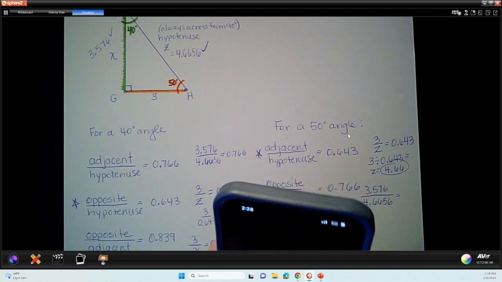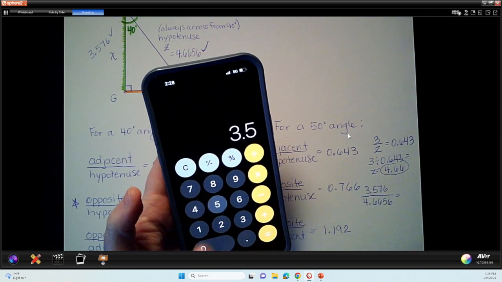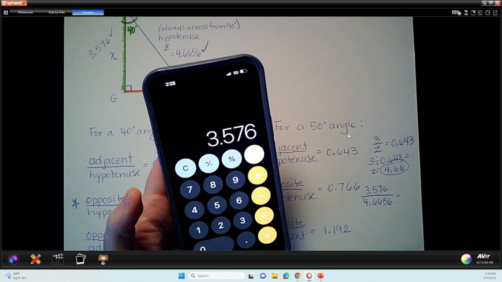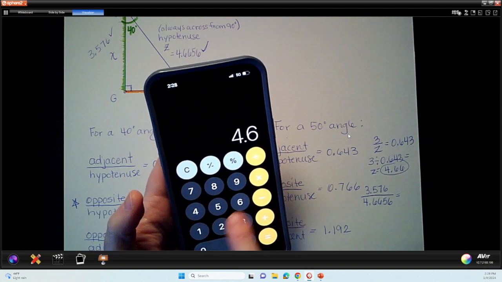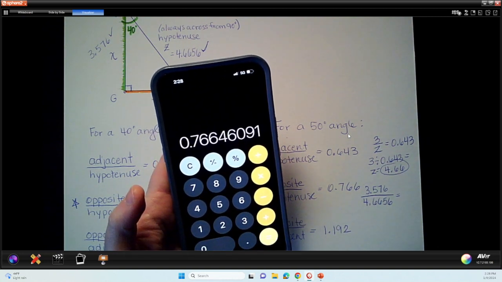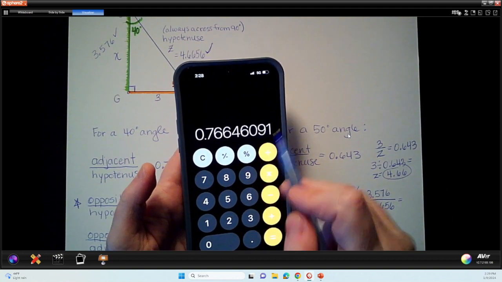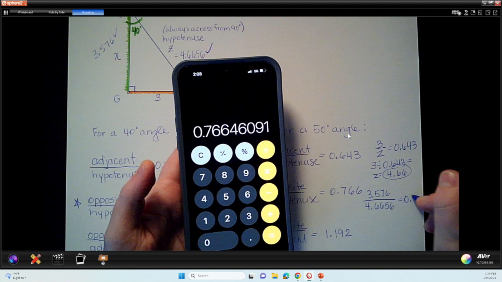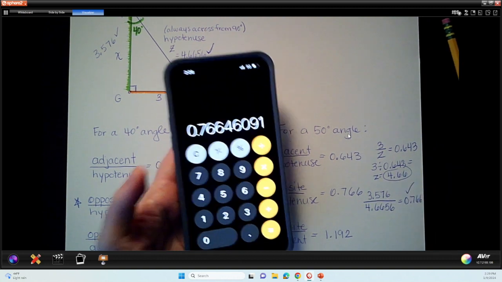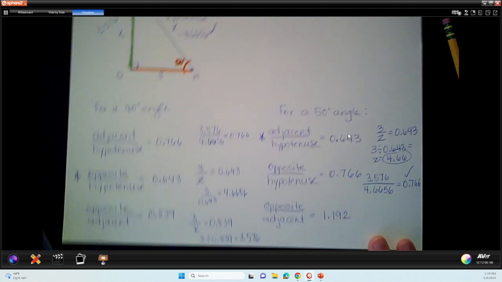All right, so let's see. 3.576 divided by 4.6656. Bam, look, 0.766. Obviously there's more, but that's okay. It checked out. See that? Check.